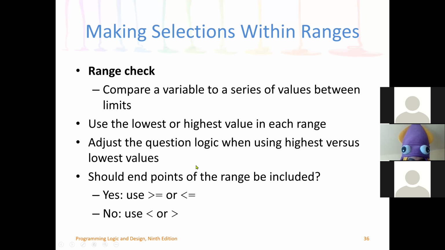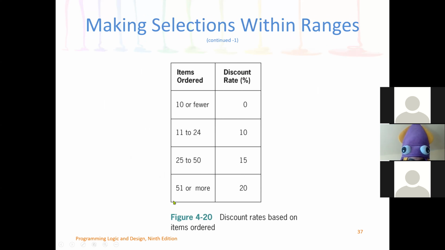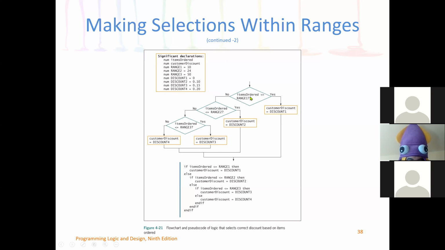If again you have a range interval between some selections. So example here, items ordered is 10 or fewer, you get a discount of 0. If it's from 11 to 24, you get 10. If you order from 25 to 50, you get 15. 51 or more, you get 20. So here we can write this as the following.